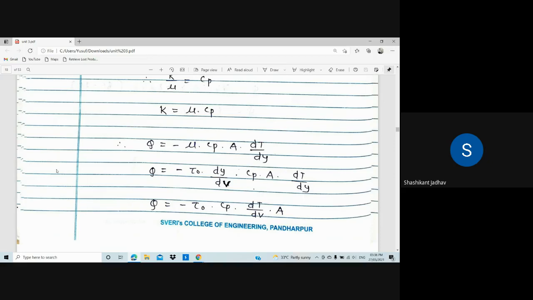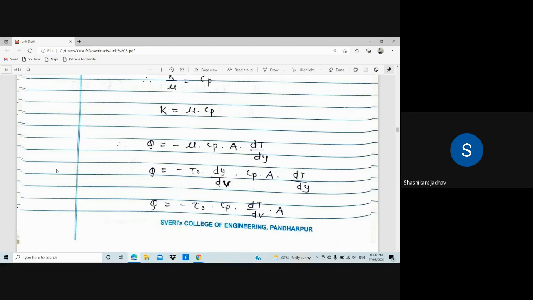And in equation number 1, tau 0 is equal to mu into dv by dy. So from that, mu is equal to tau 0 into dy by dv. In that form we have to write down the equation. Q is equal to minus tau 0 into dy by dv into Cp into A into dt by dy.